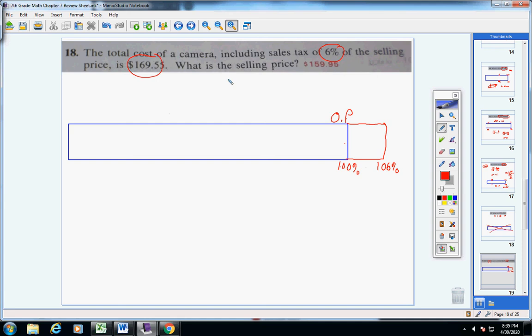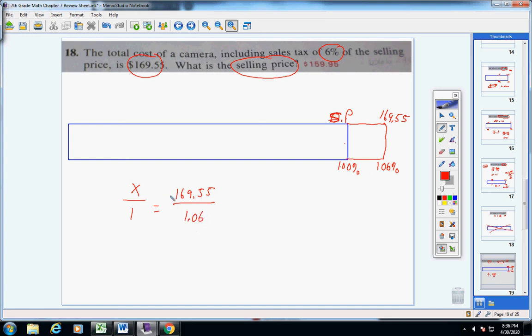This right here. And look at that, I'm all set up now, guys. I can now find the original selling price or the original price, or we can call it the selling price, whatever you want to call it. So, here's your first ratio here. X over, move your decimal 2 places, 1 equals 169.55 over, move your decimal 2 places, 1.06.